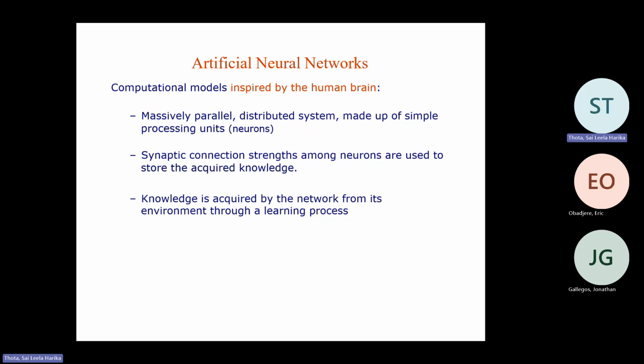In our brain, the connection between one neuron and another neuron is done by the synapse. In the same way, in artificial neural networks we build several layers, and all the layers are connected. In that way, they acquire knowledge from the data that we are giving. Knowledge is acquired by the network from its environment through a learning process.